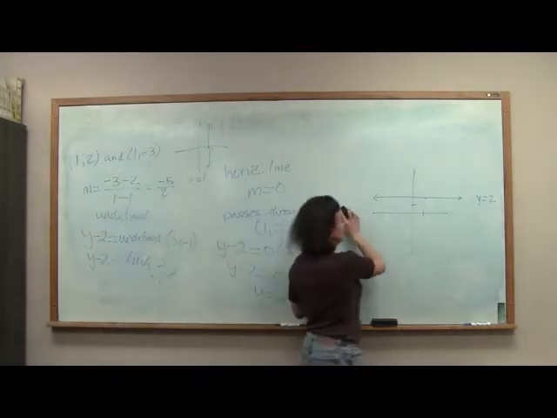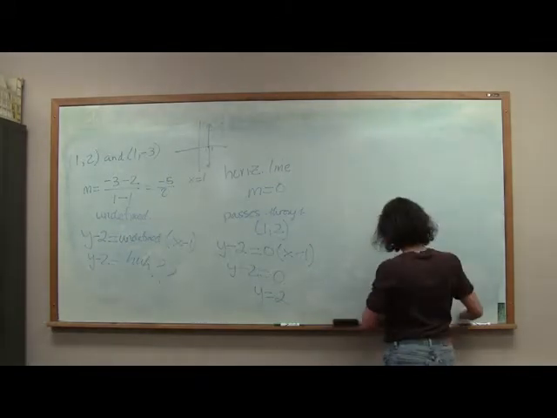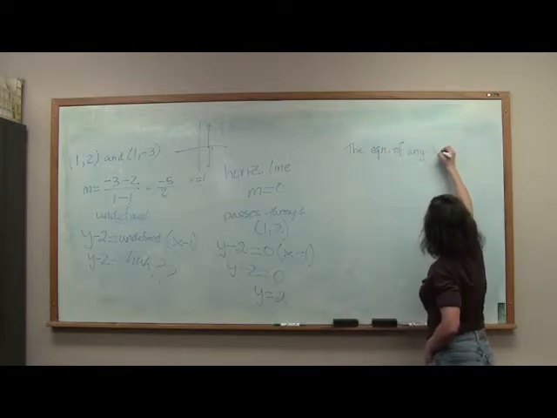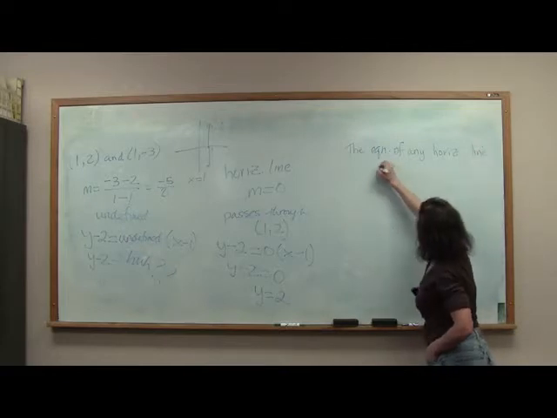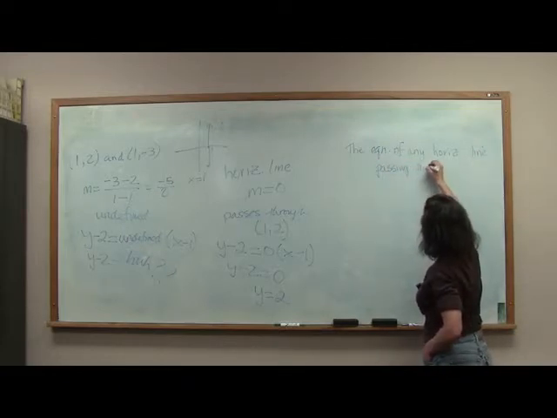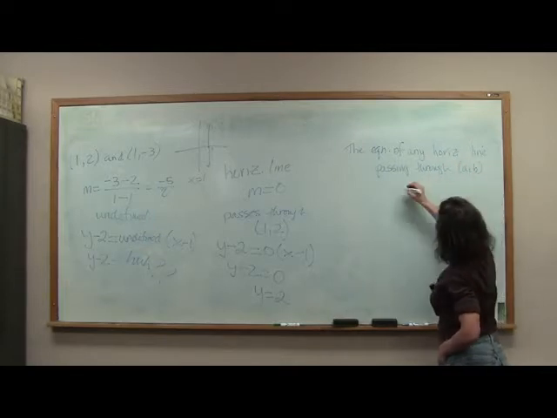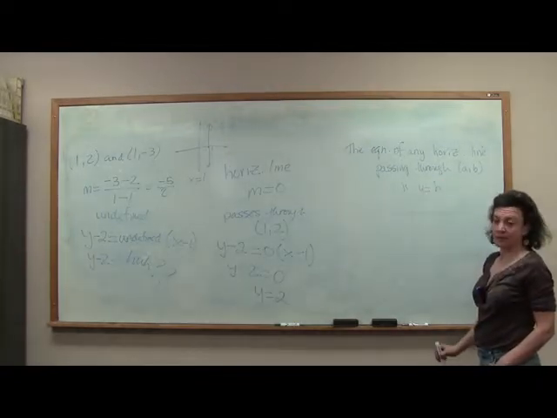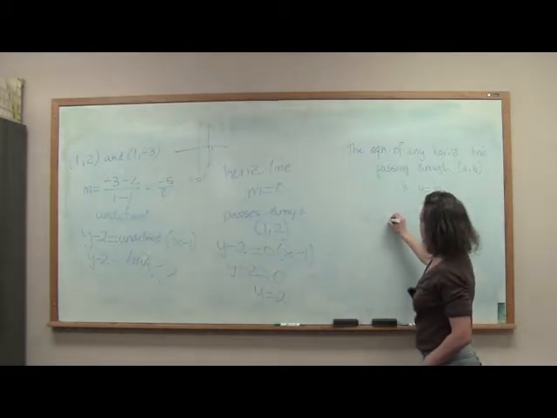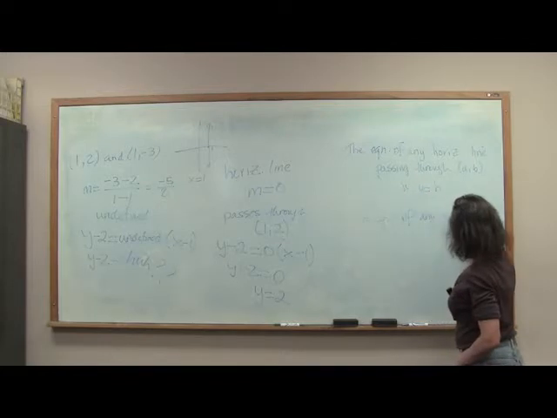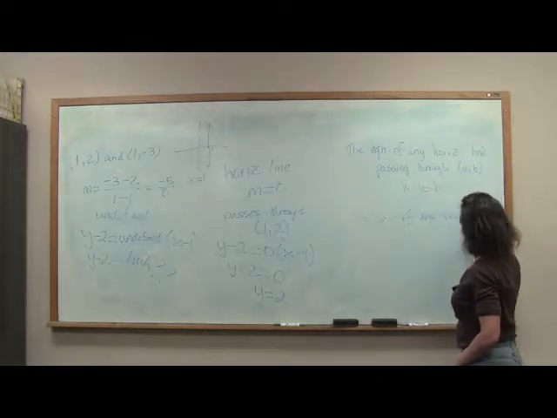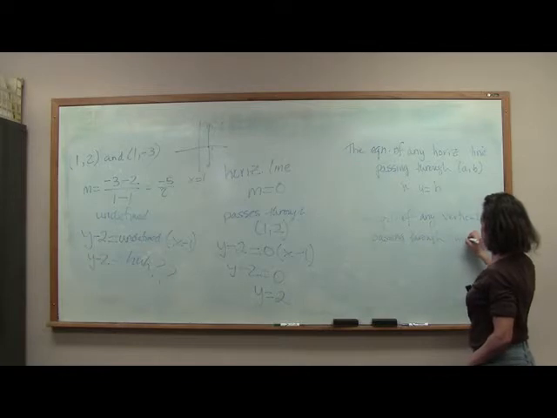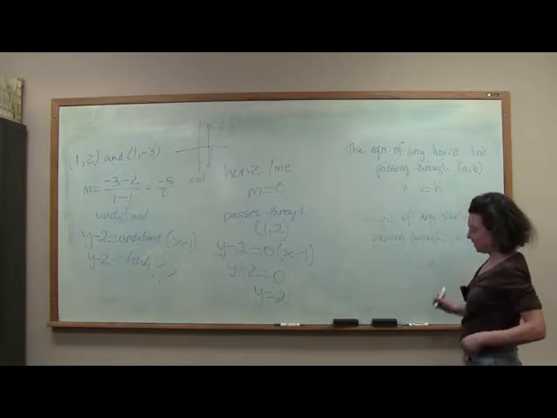So let me write these generalizations out. The equation of any horizontal line passing through a point (a, b): you don't have to do any work if you recognize it's a horizontal line. It's just y equals whatever the y value is. And in a similar manner, the equation of any vertical line passing through the same ordered pair (a, b) is always x equals the x value.